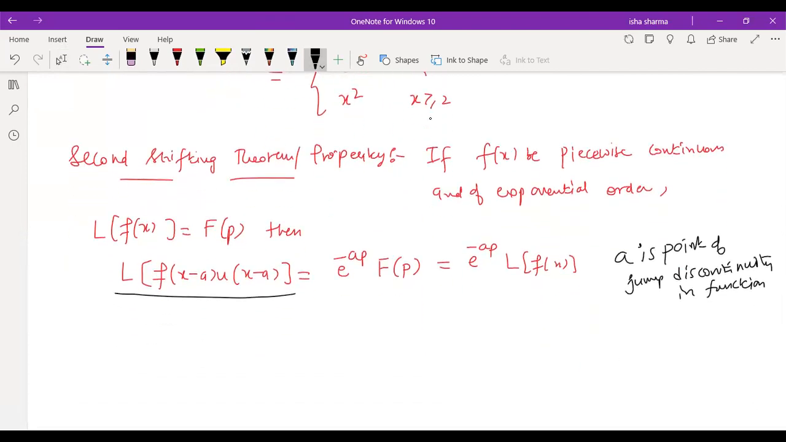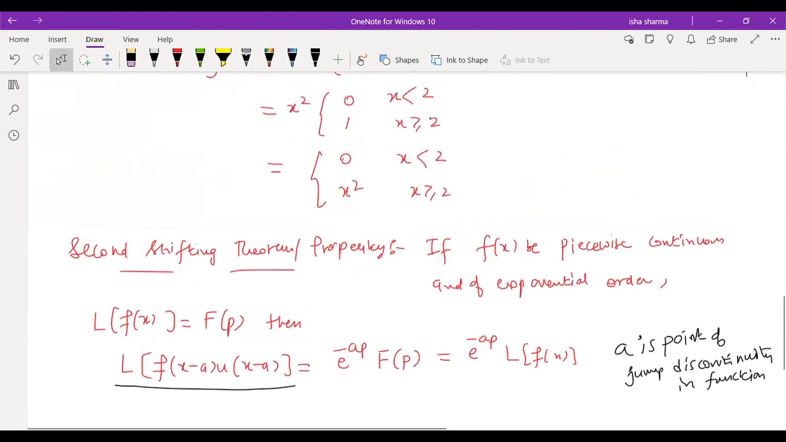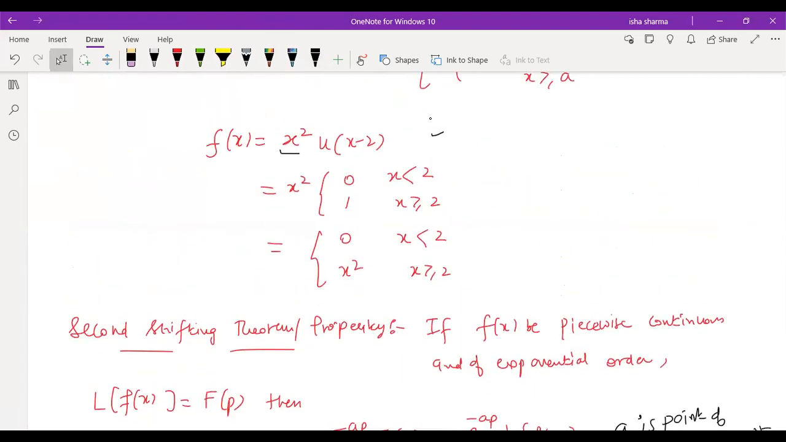These functions, when multiplied with the unit step function, are actually of the piecewise defined type. Just like the example I gave you here, this function was multiplied with the unit step function. So this function itself is a piecewise defined function, meaning it is not continuous over its whole domain. It has some discontinuity, and at the point of discontinuity the definition of the function changes.